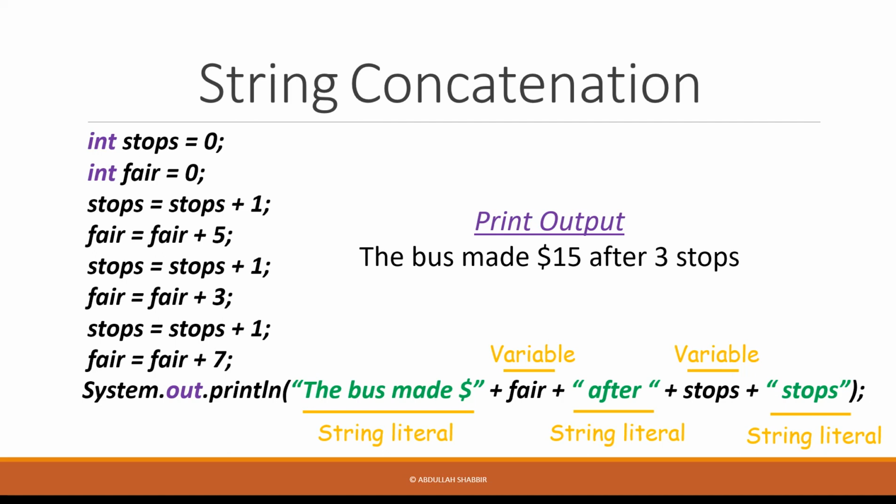If each of those variables had different values in it, then the output would have changed. Notice how I've added some extra spaces inside some of the string literals here, but I didn't add a space, for example, after the $ sign. This is because I wanted no space between the $ sign and the number here, but I do want space before and after the word "after", which I did there. Same goes for the stops, where I've just added another extra space before the word.